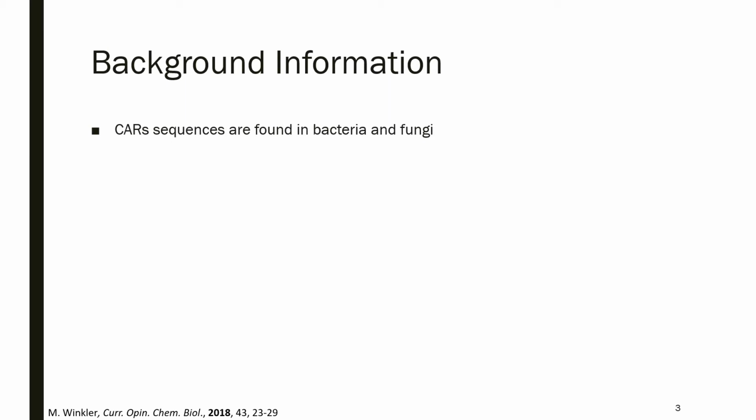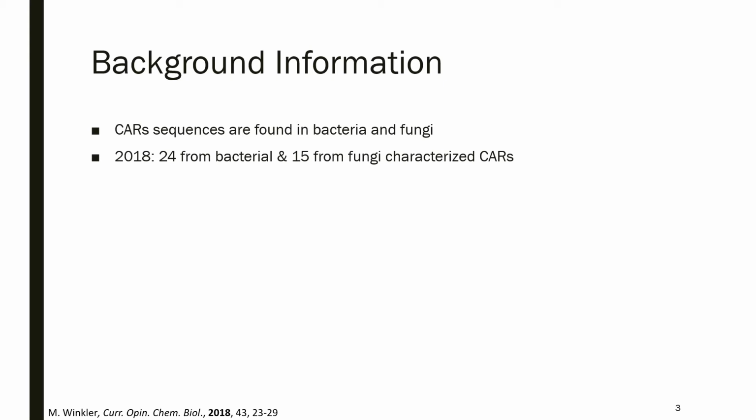Most of the CAR sequences have been found in bacteria and fungi, although there are reports that this reaction can be observed in plants too. But CAR sequences so far have only been reported from fungi and bacteria. So a review from 2018 showed that till then 24 CARs from bacteria and 15 from fungi were characterized.